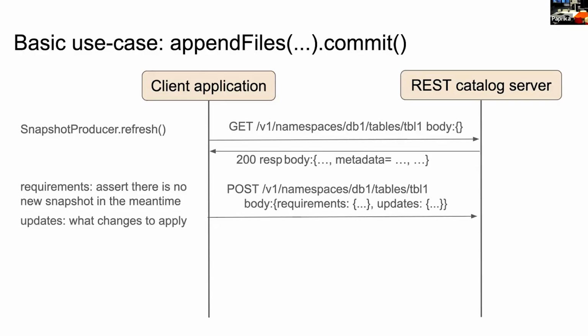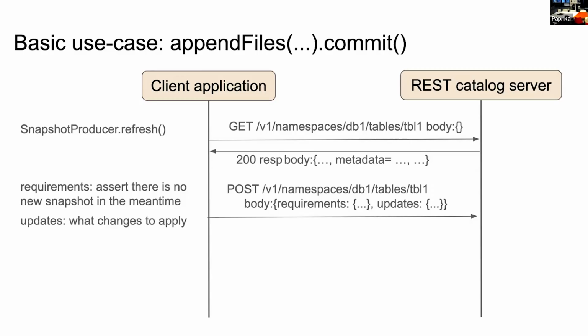Where you want to ask the REST catalog to update your table. This contains two important fields, the requirements and the updates. So the update is what it seems. It contains a list of updates that you want the REST catalog to perform on your table. Like these are the new files, this is the new snapshot, these are the new configs, these are the schemas I deleted. So it's a list of updates that the catalog server applies.